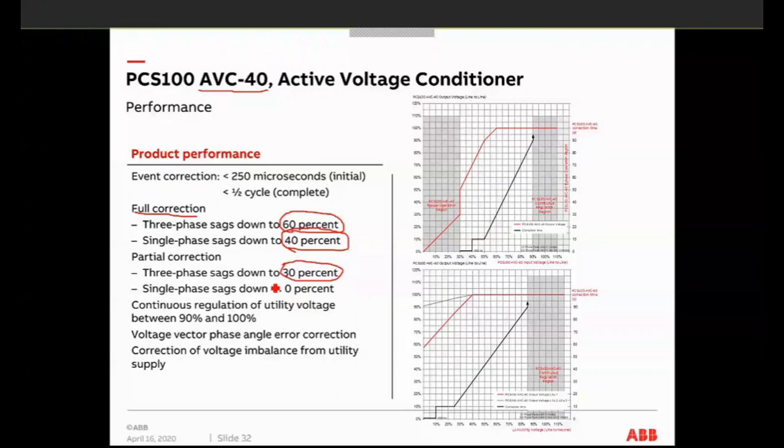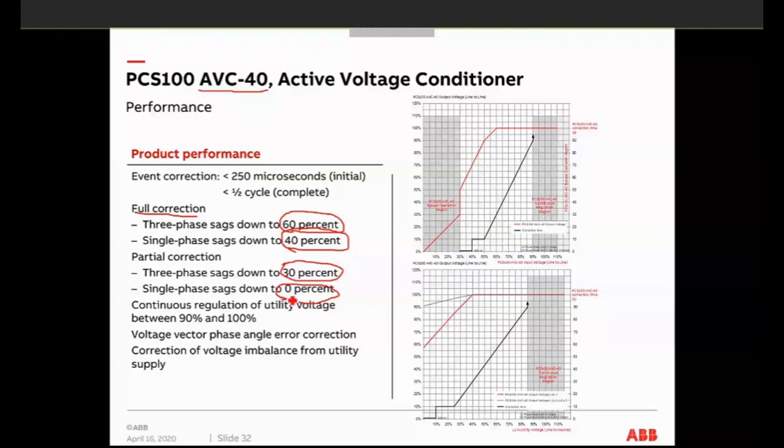So this product will have a continuous regulation of plus minus 10% and will give you 100% premium voltage, and also it corrects vector phase angle. All right, and also imbalance. It's not just a normal or a typical AVR kind of solution, but it also generates premium power, not just voltages.